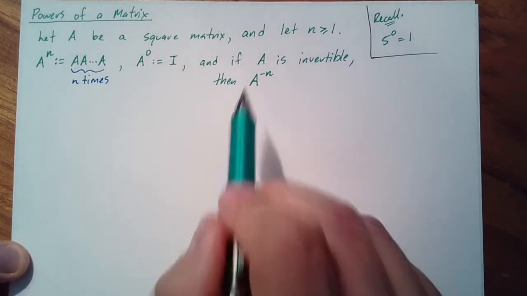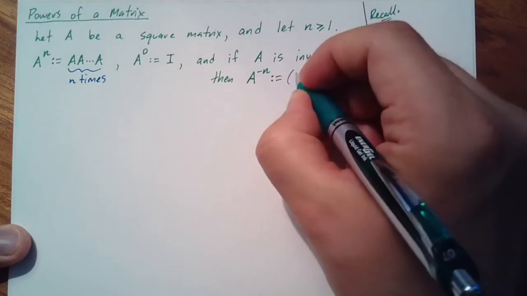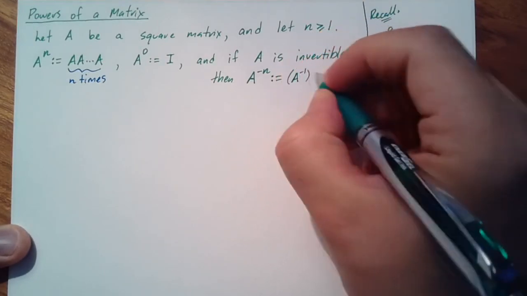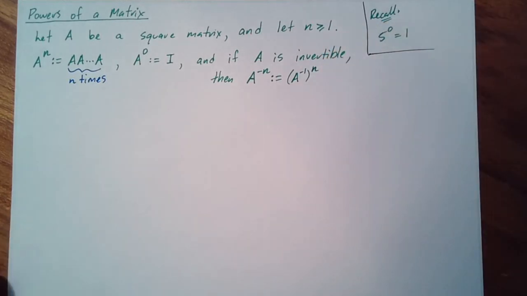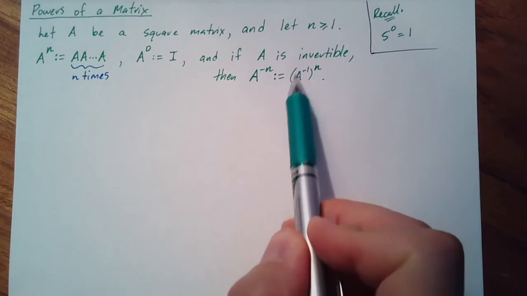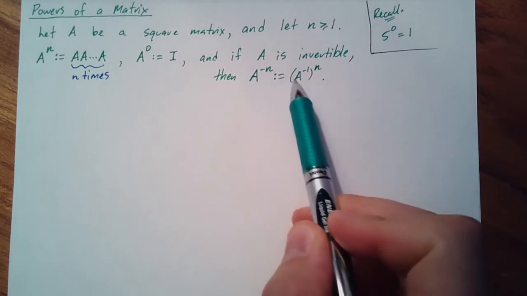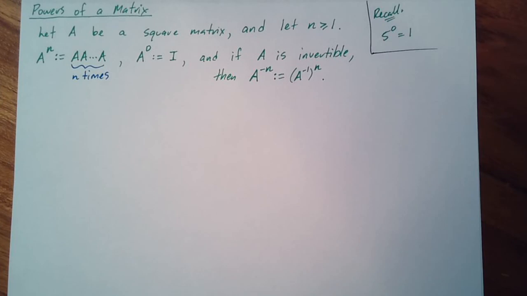And this only works if A is invertible, but you can do this. You can just define this to be, well, just take A inverse and raise it to the power of positive n. Right, so just change the sign of the exponent, but then change the base from A to A inverse, and that's how you can define negative exponents. But that only works, again, if the matrix is invertible, because if it's not invertible, you're not going to have access to A inverse. Okay, so that's the definition of powers.